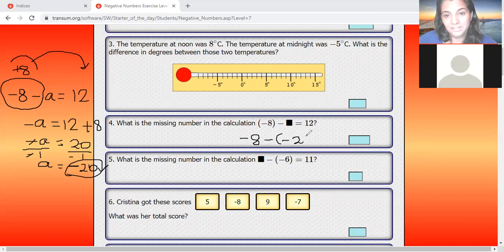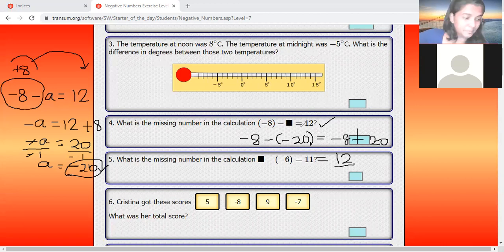Negative 20. Okay. What will I get? This will become negative 8 plus 20. Yes or no? And negative 8 plus 20 means I'll end up in positive 12. So correct. I check my answer and that's correct. This is called algebra, a topic that you will be learning soon. It's a very interesting topic as well.